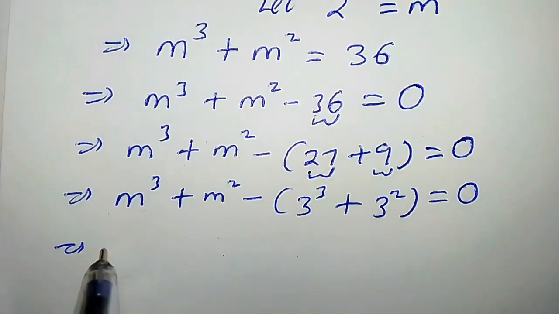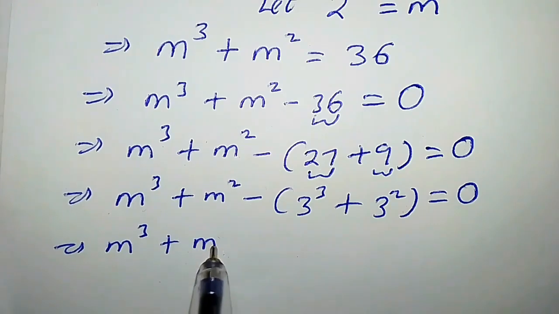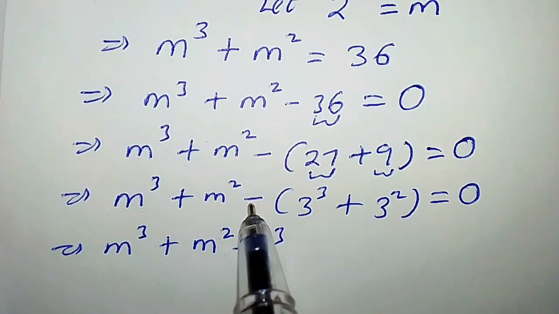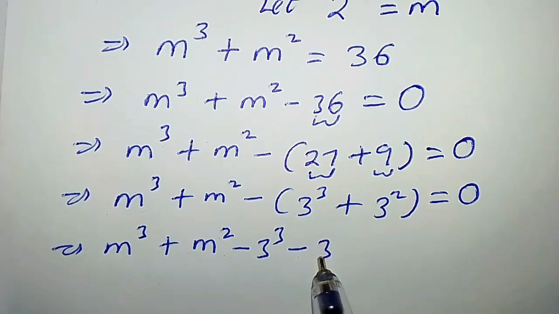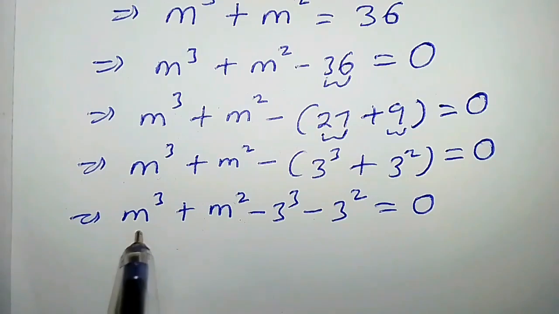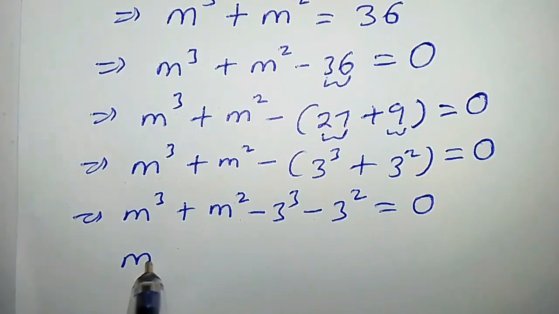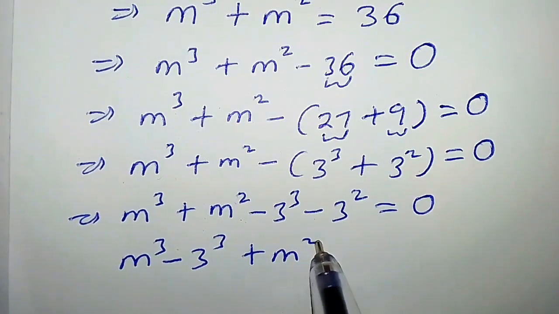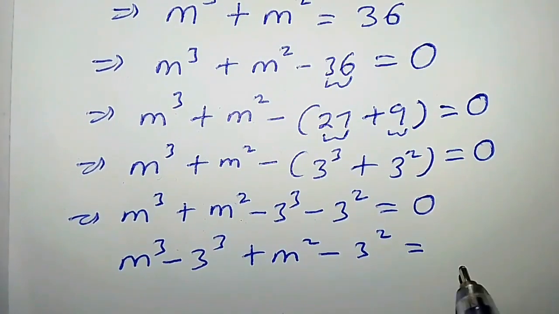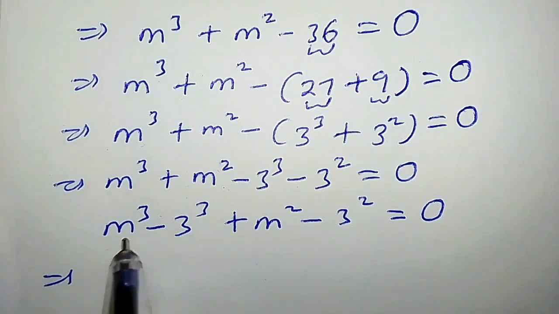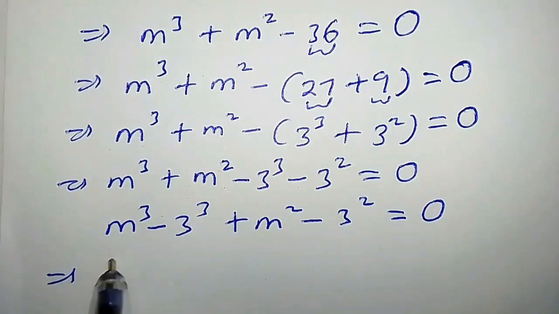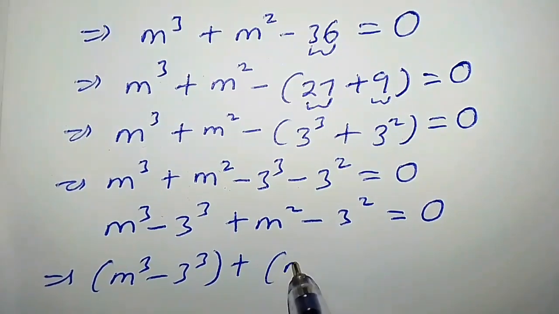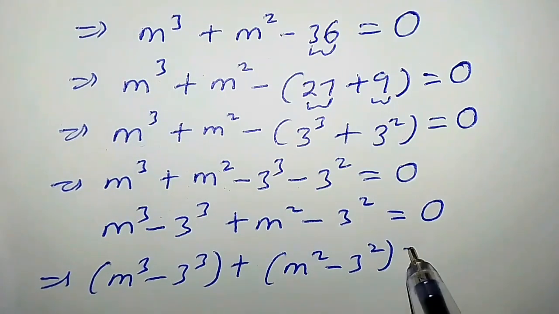Let's proceed further. m to the power of 3 plus m square, minus times 3 cube, that is minus 3 cube, minus times plus, that is minus 3 square, equal to 0. I can rearrange this equation as m to the power of 3 minus 3 to the power of 3 plus m square minus 3 square equal to 0. So I can also put these guys in brackets.